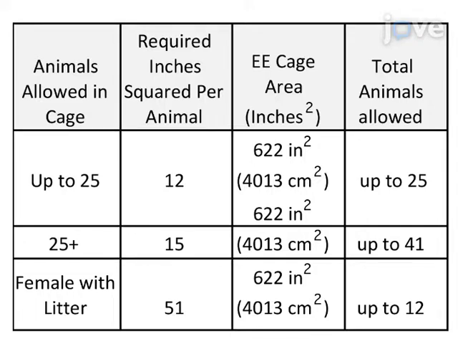Non-enriched cages can support up to 5 mice, whereas enriched cages require at least 20 mice for social stimulation and can support up to 41 mice.